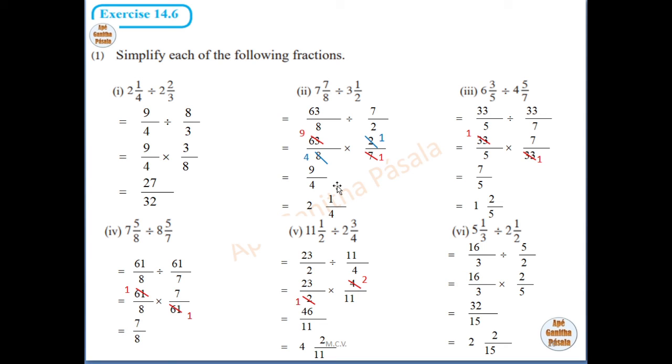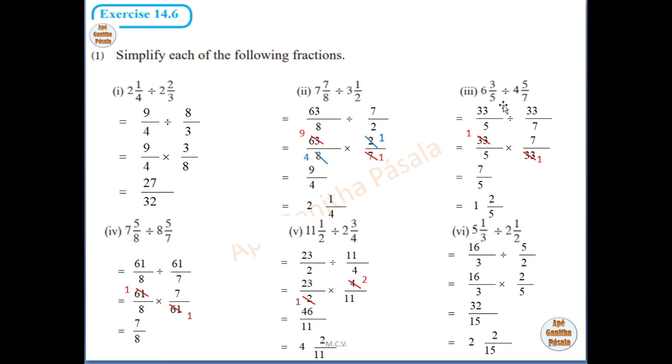The denominator is 4. You can take 2 fours. 4 into 2, 8. 8 and 1, 9. So 2 and 1 over 4.